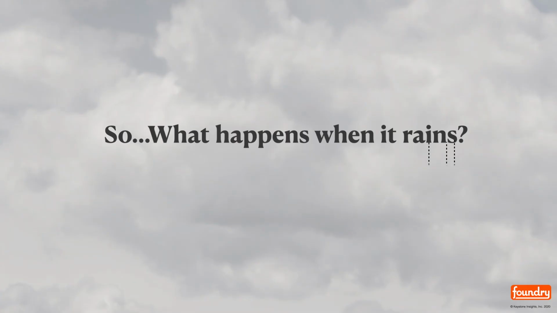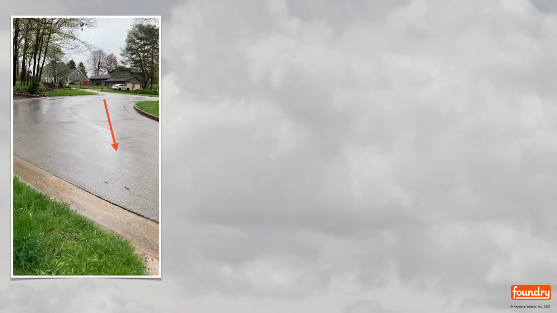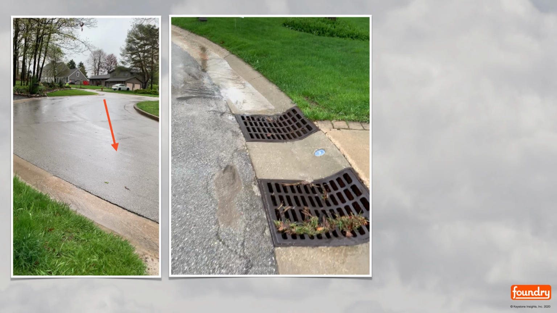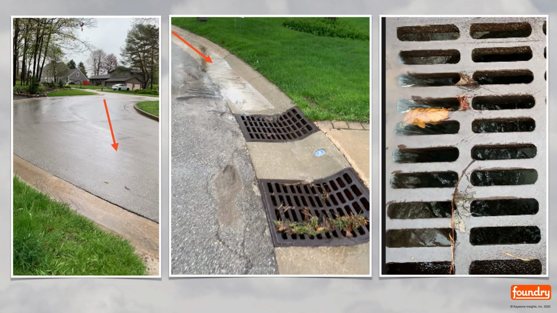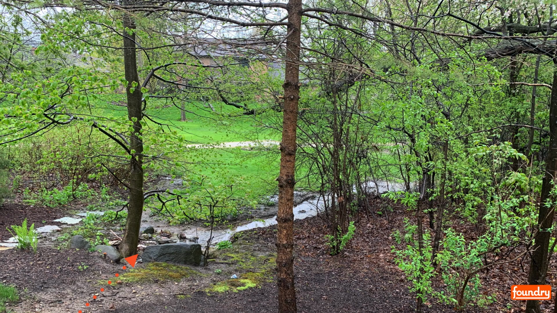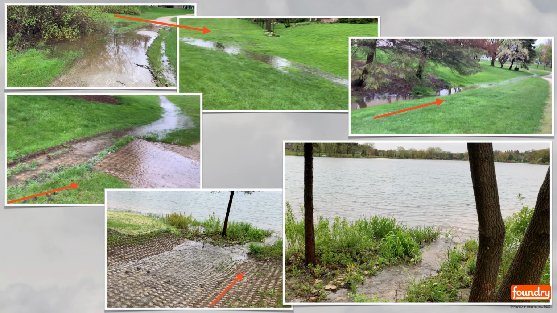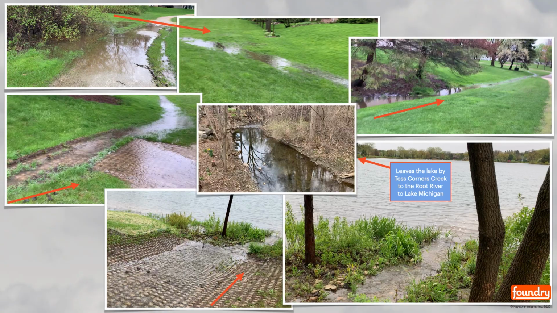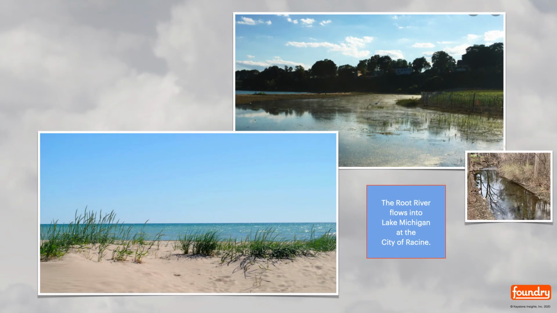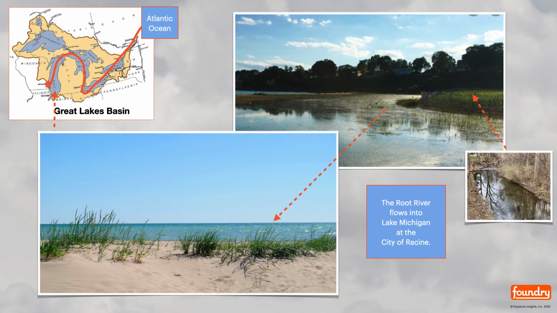Let's look at it. When it rains, the water flows down the hill and into the drains. A lot of water sometimes. And then down behind my house under the storm sewer and into a gully or a little creek that's formed and out the back into the lake. The water needs to leave the lake, and so it enters Test Corners Creek. And Test Corners Creek flows into the Root River, which flows into Lake Michigan and the Great Lakes system on its way to the Atlantic.